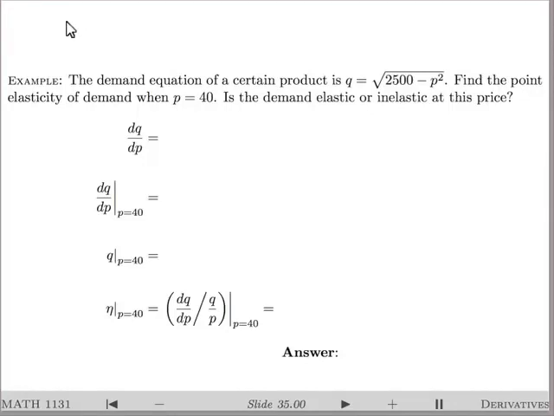Welcome. In this segment, we look at a couple of examples where we calculate the point elasticity of demand. It's simply a matter of applying the definition and doing the differentiation involved.